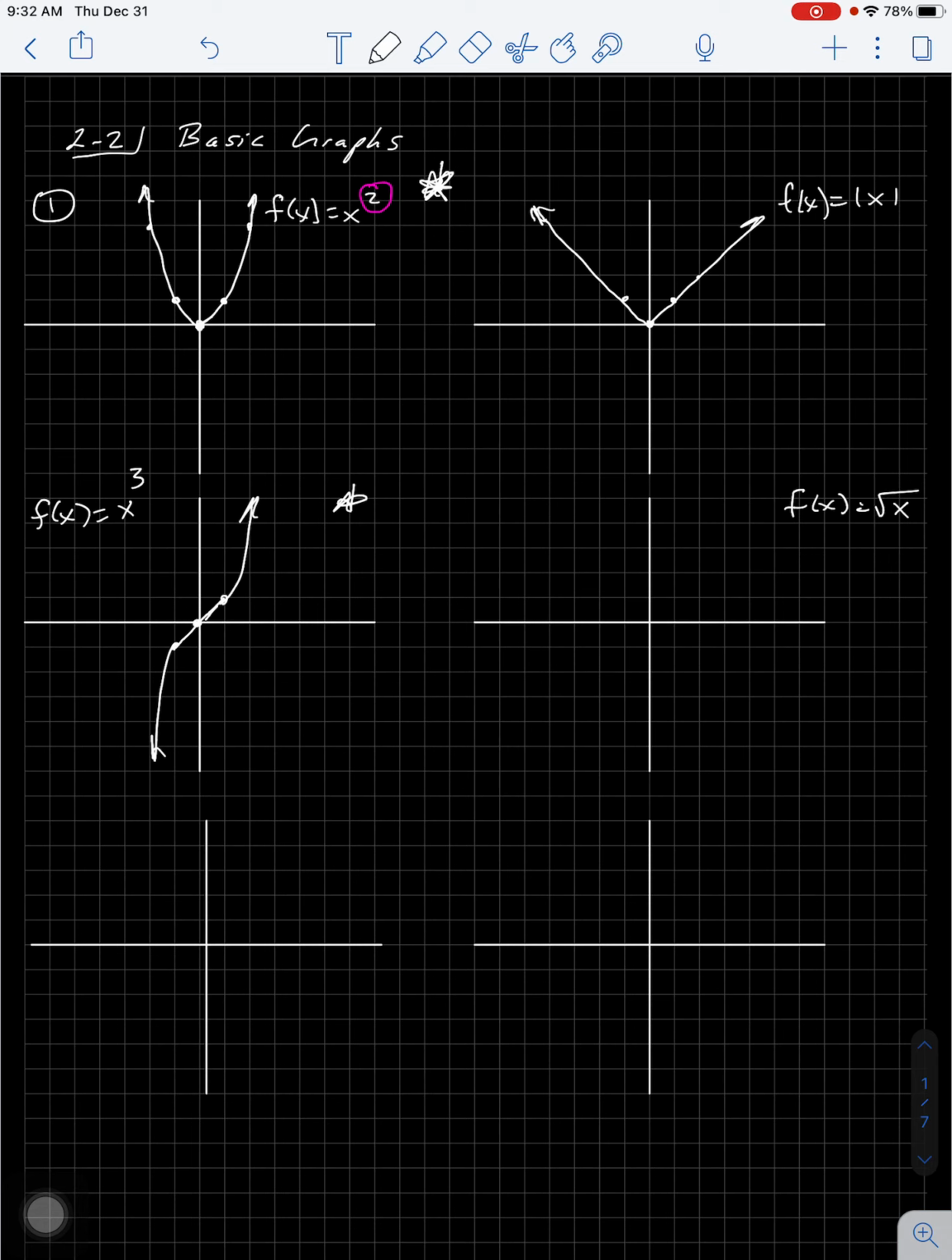root of x. So this goes through 0, 0, and 1, 1.